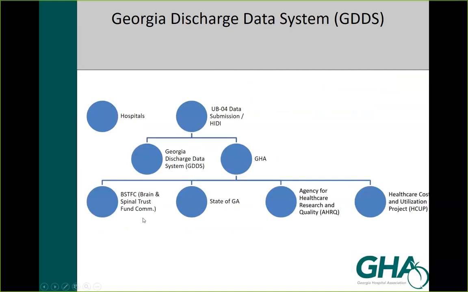As always, I like to quickly go over what the Georgia Discharge Data System is. It's a state-mandated law that hospitals submit their data to the Department of Community and Public Health, and we are the vendor for the state. And we use Heidi, who is a subsidiary of the Missouri Hospital Association. They've been collecting our data for over a decade, and they do a really nice job. Hospitals submit their data in the UB04 Georgia data format.